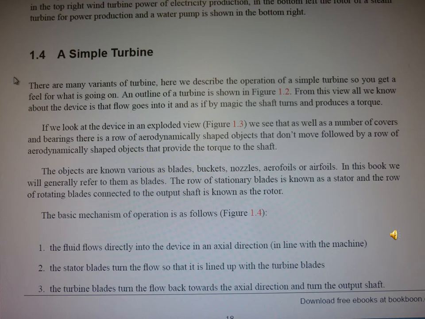The stationary blade is known as a stator, and the rotating blade connected to the output shaft is known as a rotor. So there are two kinds of blades in the turbine. The stationary blade is a stator, and the rotating blade connected to the output shaft is known as a rotor.